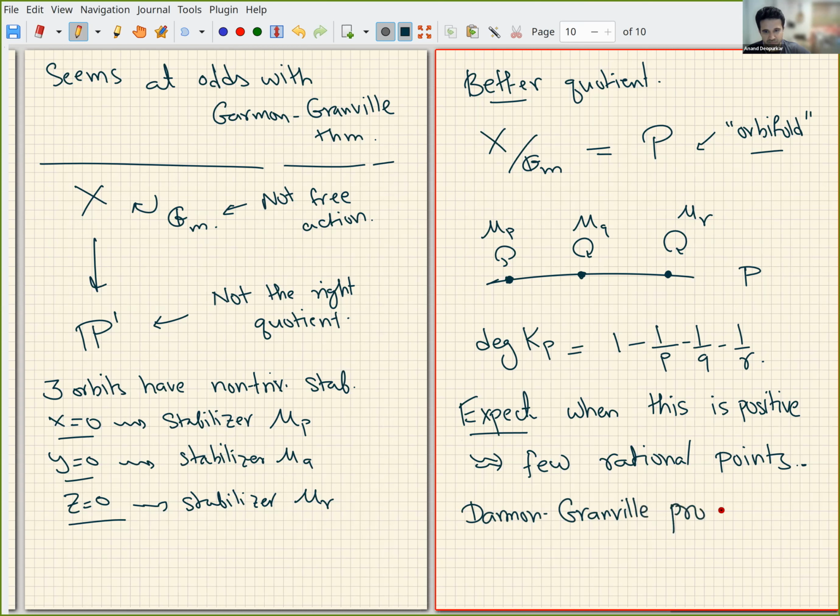They prove this expectation by reducing. I mean, where does this expectation come from? It came from Faltings's theorem, that this is exactly what happens when you have an honest curve and not an orbifold. So they prove this by reducing it to Faltings.